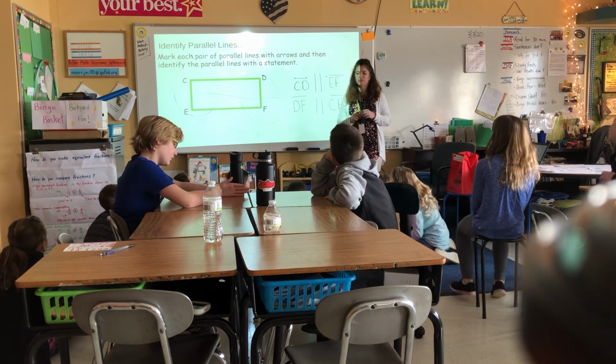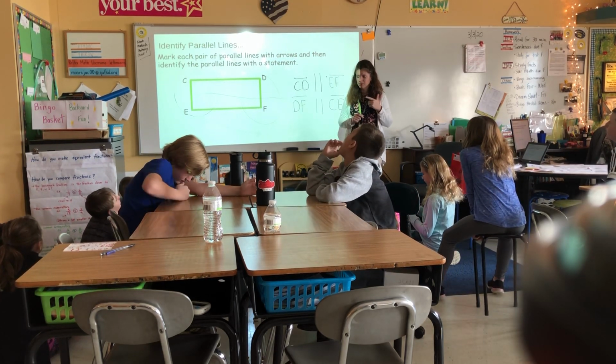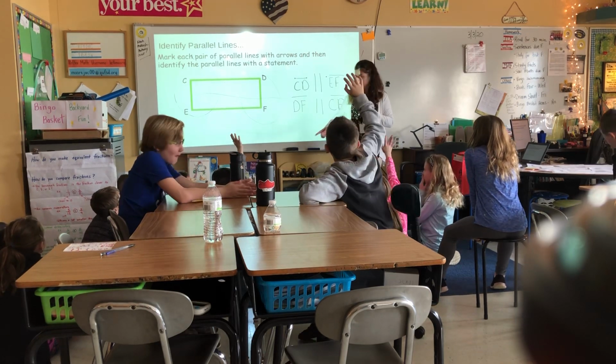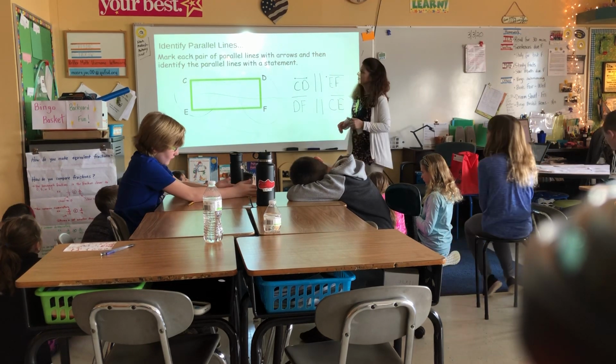So parallel lines are best identified in what type of shapes? Squares and rectangles would be super easy to see.